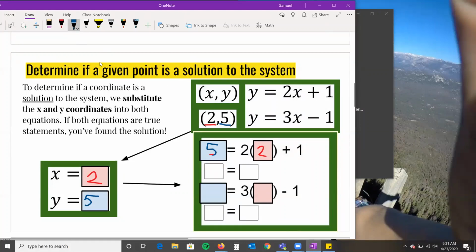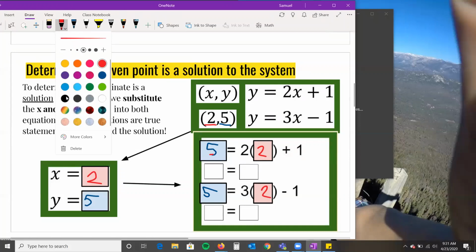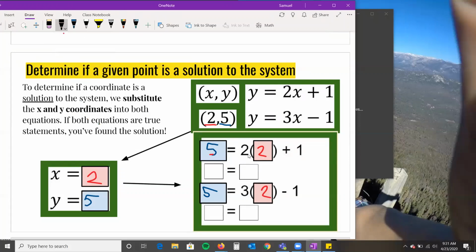And then y equals 3x minus 1. So y equals 3 times 2, minus 1. All right, and then all I have to do now is just check and see if that works out. So 2 times 2 is 4, okay, and then 4 plus 1 is obviously 5. So then I have the answer 5 equals 5.